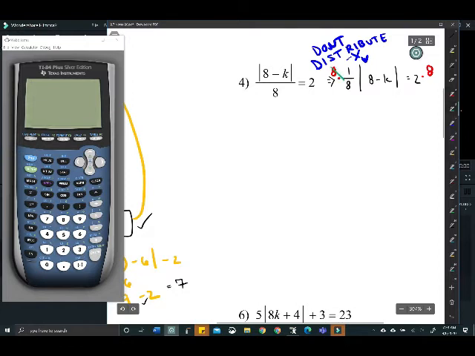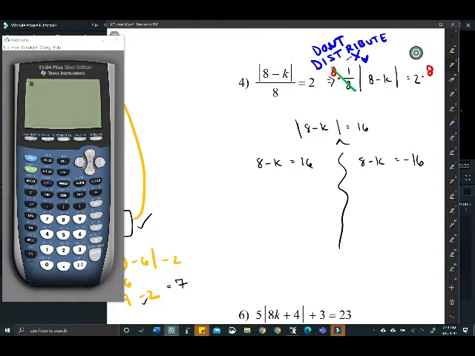So I'm going to multiply each side by 8. Magically, that just cancels the fractions out. I end up with 16. The absolute value, nothing gets impacted by that. It's isolated, so we can split. 8 minus k is equal to 16. Bada boom. 8 minus k is equal to negative 16. And go from there. Now, let's solve. Minus 8 minus 8. So it is 8. Negative k. And divide by negative 1. And k is equal to negative 8.